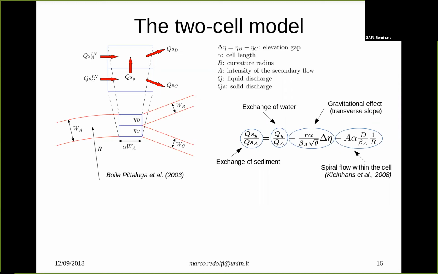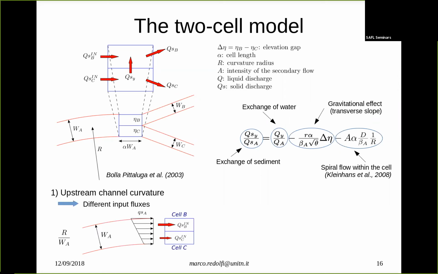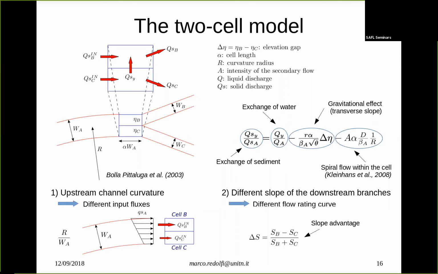load due to transverse slope, and an additional term that takes into account the spiral flow, potential spiral flow inside the two cells. In this scheme, we added the upstream effect due to channel curvature by simply providing different fluxes at the entrance of the two cells. So basically, depending on the radius of curvature, you can have more water and sediment on the outer bank, so more fluxes entering the left cell.